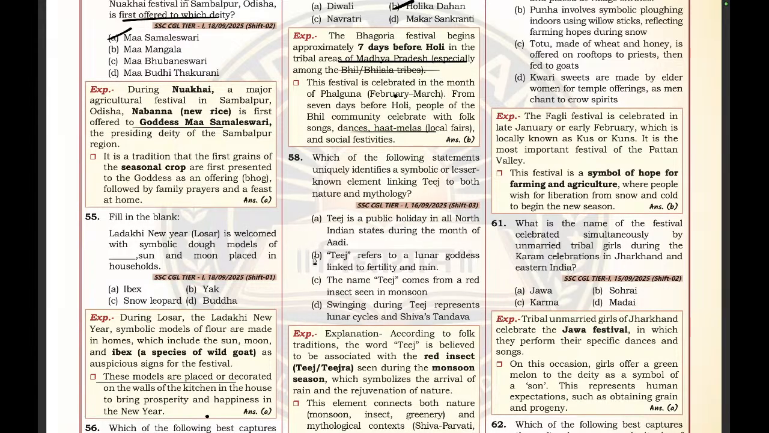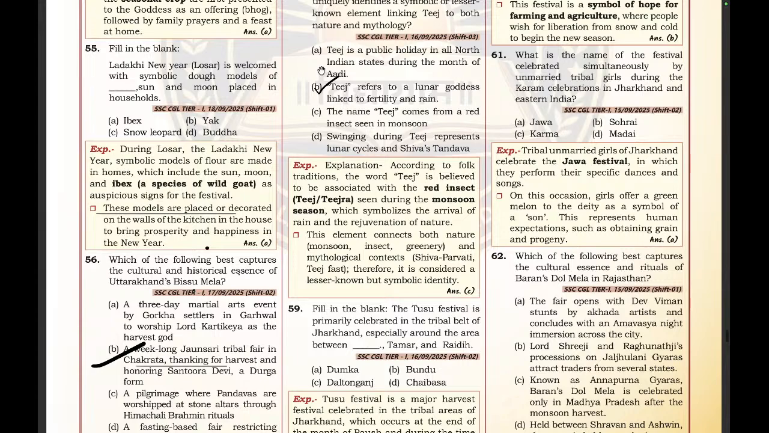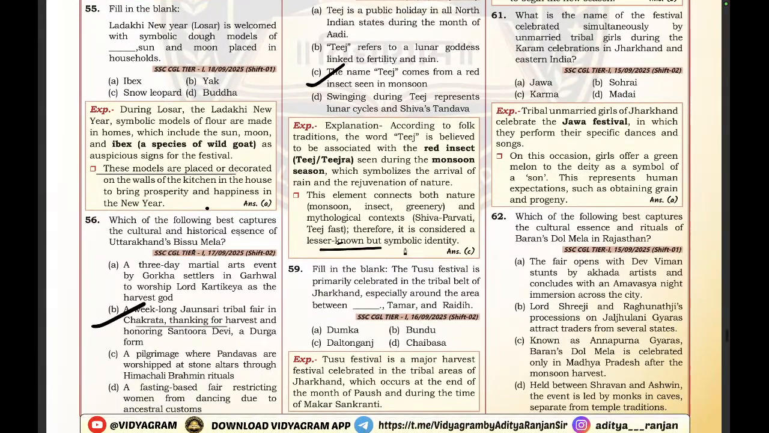I would go with this option because we know that Teej comes from a red insect in monsoon. Folk traditional, the beloved red insect is seen in monsoon, which symbolizes the rejuvenation of nature. It connects to a mythological context. We know that there is Teej fast, I would say, and Shiv Parvati Teej fast. Therefore, it is considered a lesser known but symbolic identity.